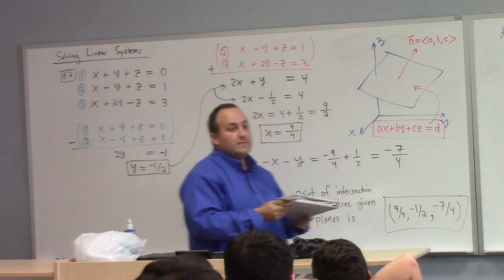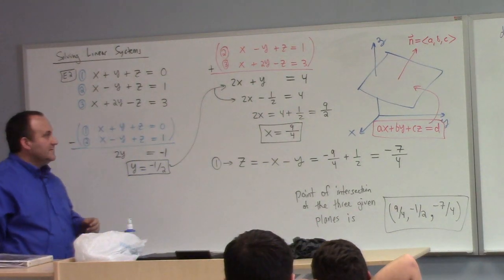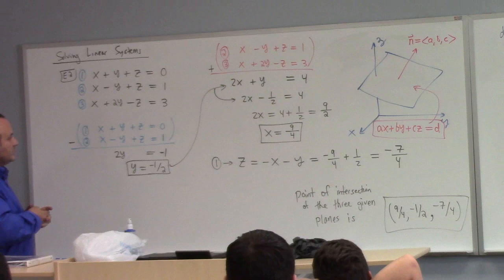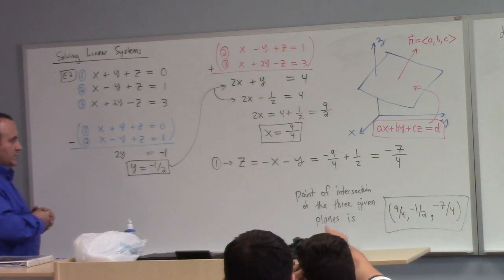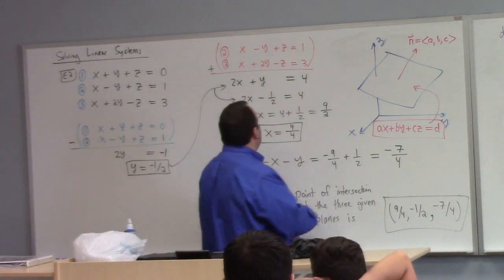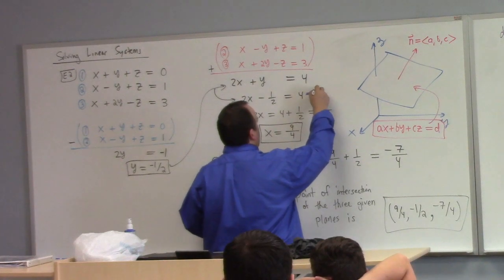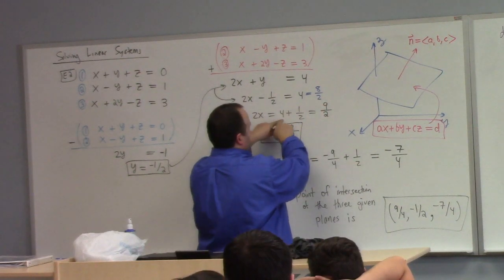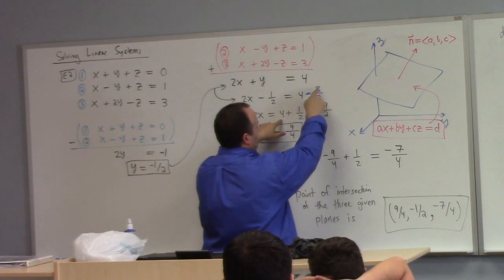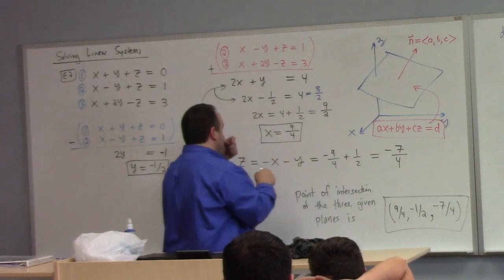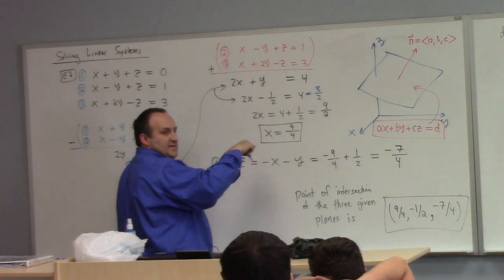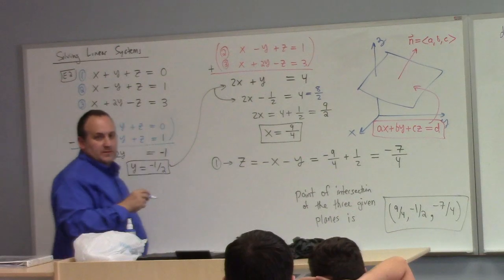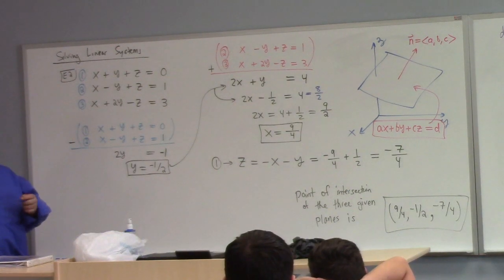Yes? Backing up a little bit. How did you get 9/2 from the 4 and 1/2? Fraction adding in the middle, right above x equals 9/4. So 4 is 8/2, right? So then I add 1/2 to both sides. 4 plus 1/2 is 8/2 plus 1/2, which is 9/2. And then the finishing step here was to divide by 2. Good question. Other questions?